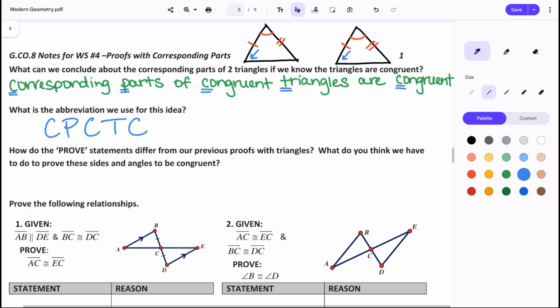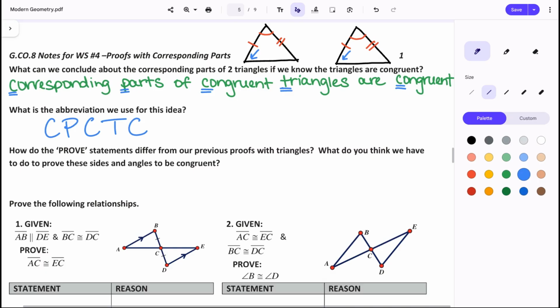This is the only new thing that we're going to add today. Every proof statement is going to look a little different than the ones that we've been seeing because they're not triangles anymore. They're these angles or these sides. And so we're going to have to end our proofs today with CPCTC. So we're going to get some practice in doing that.